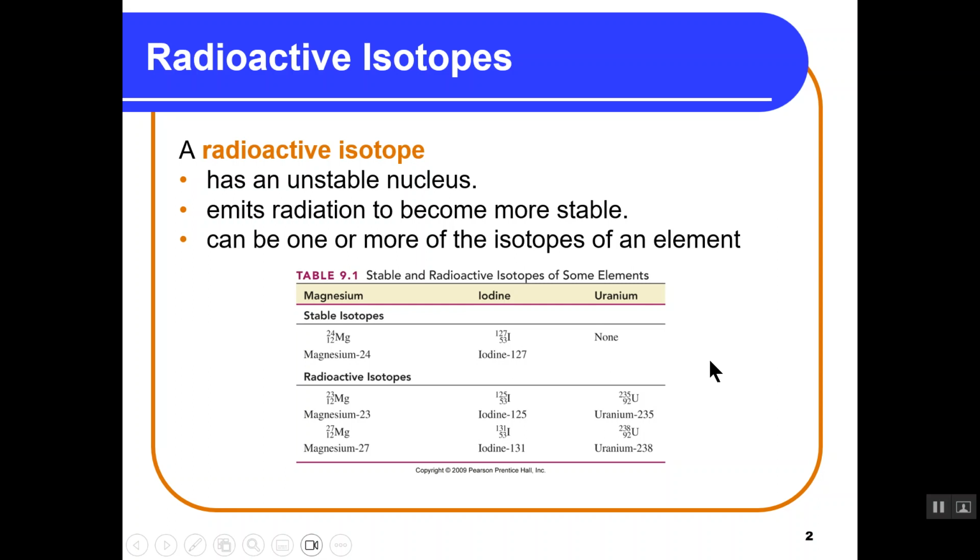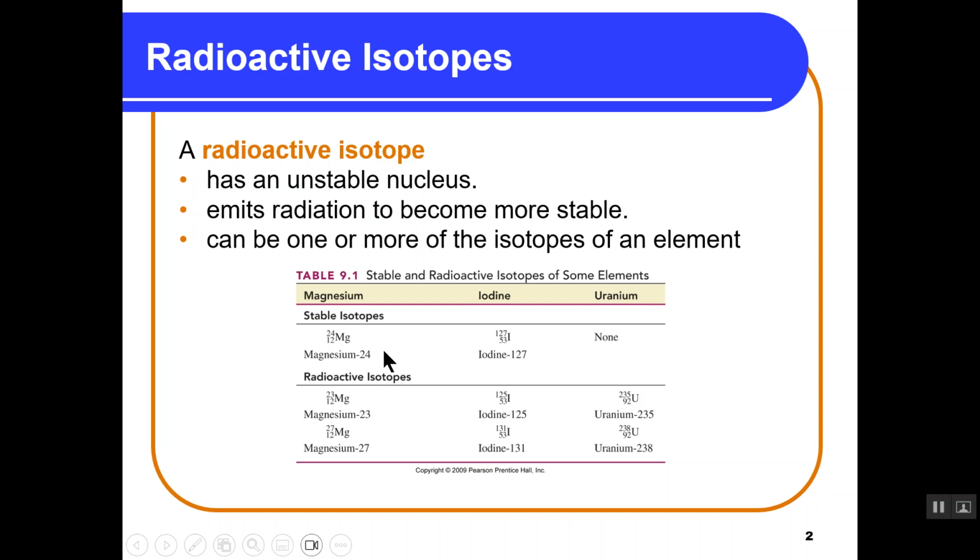All right. And what you'll find is that there are some elements that can have some isotopes that are unstable. And what that means basically is that such an isotope will emit radiation, and we're going to talk about the different forms of radiation, to form something more stable. All right. And there are some examples of radioisotopes that are given down here. So let's look at the case of magnesium.